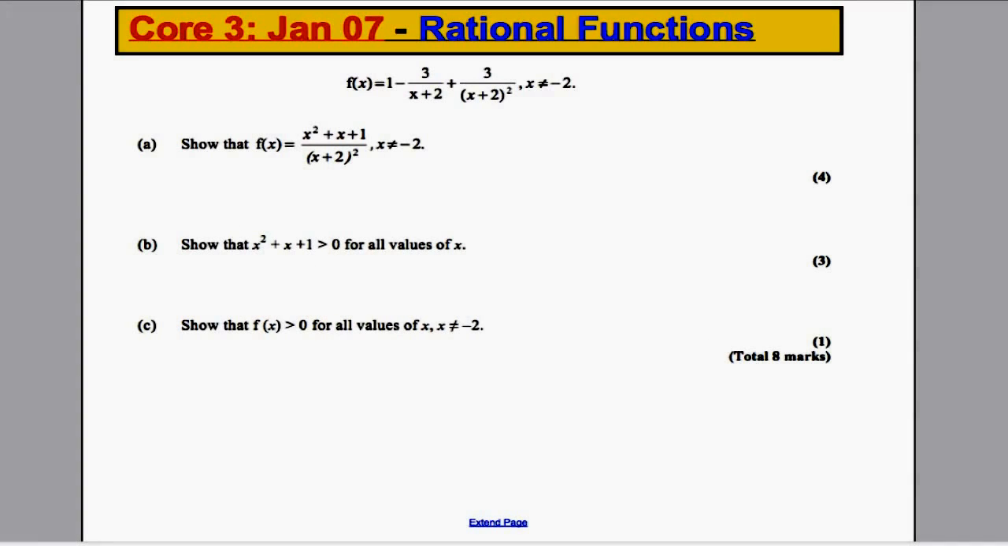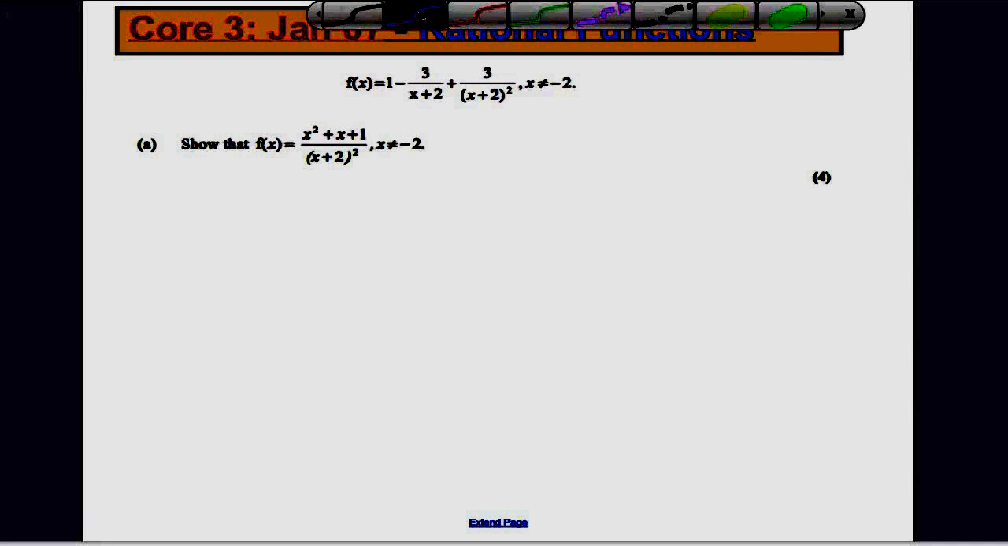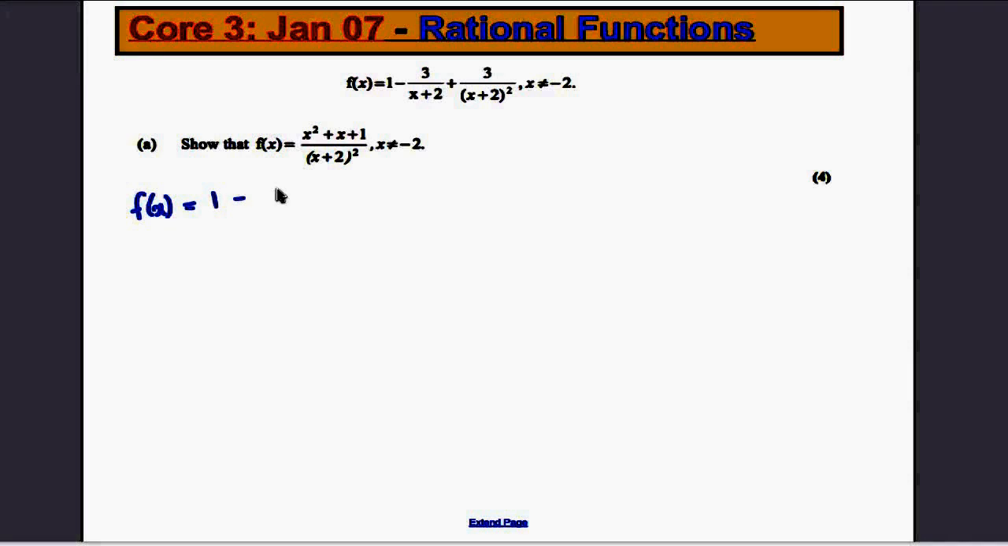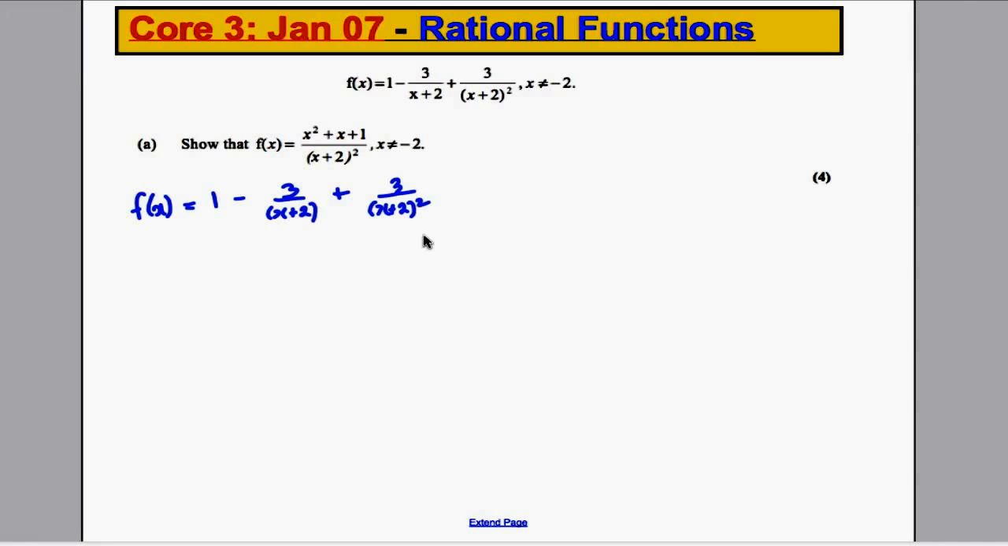Let's start with part A. We want to show this for f of x. Well, f of x is currently 1 subtract 3 over x plus 2 plus 3 over x plus 2 squared.